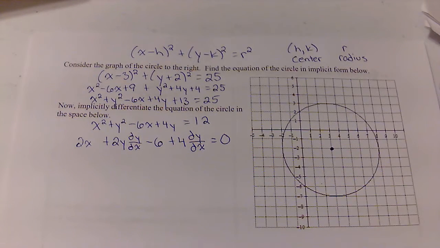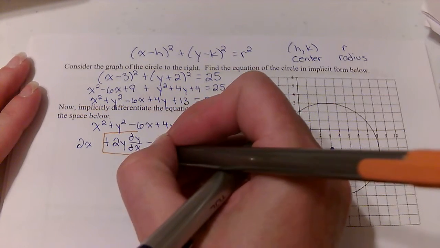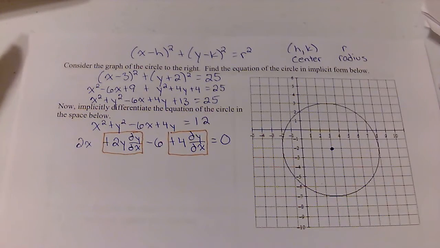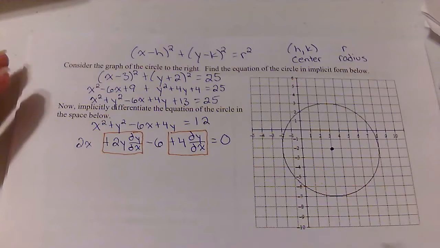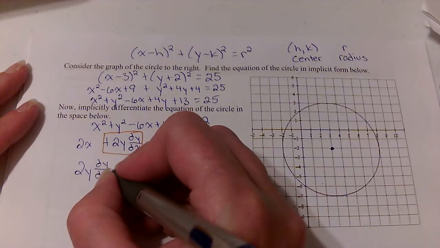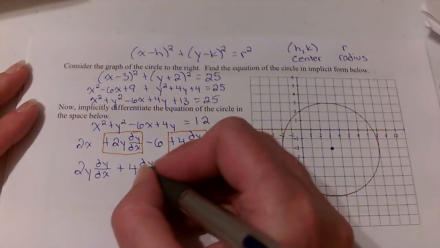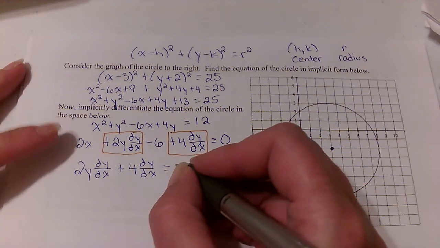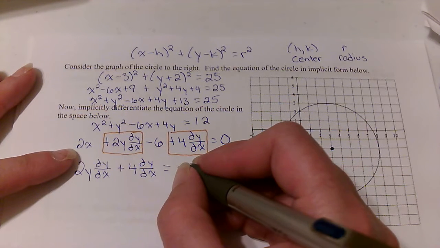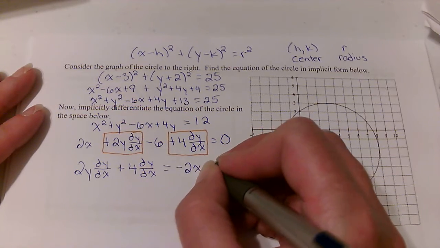Now notice we have two terms that have dy/dx. This one right here and this one right here. I want to leave those on the left side, and I'm going to move everything else to the other side. So I'm going to keep 2y dy/dx, oh whoops, plus 4 dy/dx. And when I move the 2x and the negative 6 to the other side, I'll write that as negative 2x plus 6.